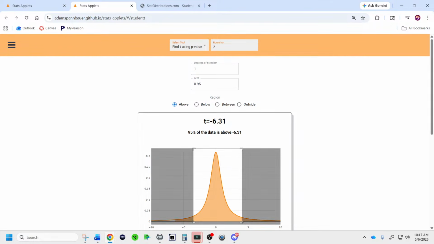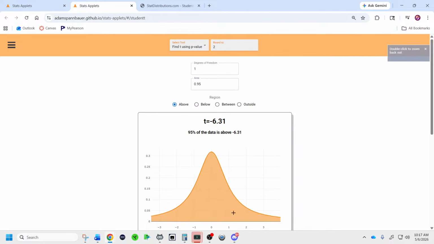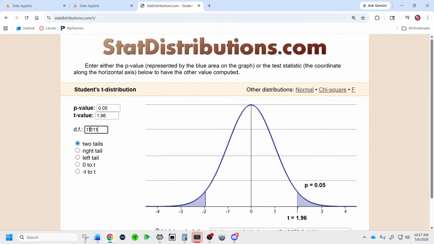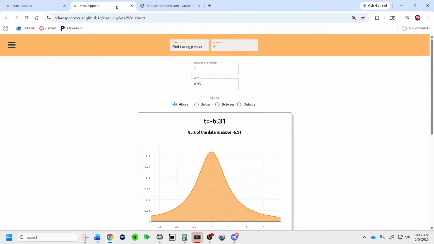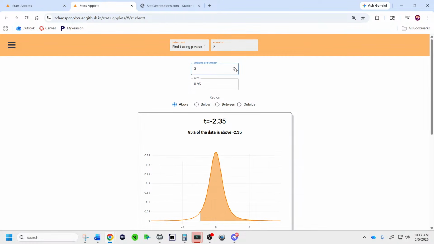If you zoom into 3 and -3, you will see the same picture right here as you see with the t with 1 degree of freedom. So there's 1 degree of freedom on this applet, and over here the same visualization. As you increase the degrees of freedom, notice how it changes, it turns into the normal, and you can see what is the normal.